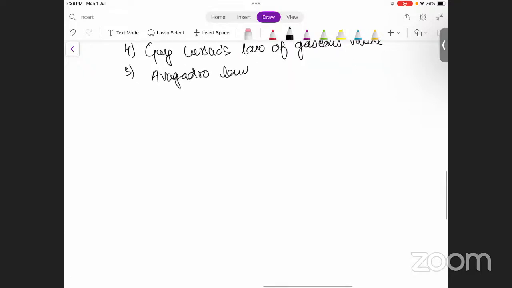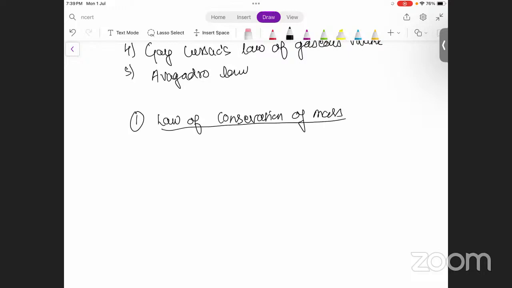So let's begin with the law of conservation of mass. This is a very simple law. As the name is conservation of mass, what does the word conservation mean? That something is being protected, right? So here what is protected? Mass is protected. So what does this law say?